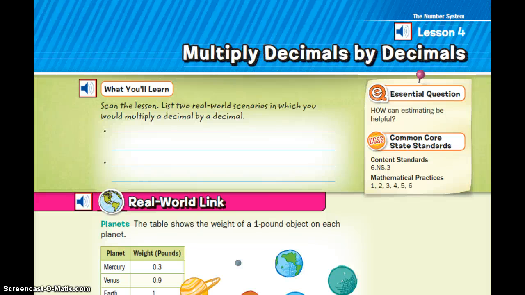We're on Chapter 3, Lesson 4. Please turn to page 201, multiplying decimals by decimals.